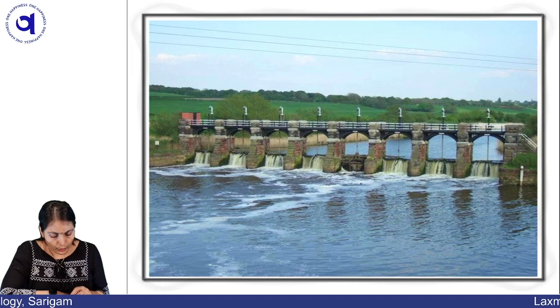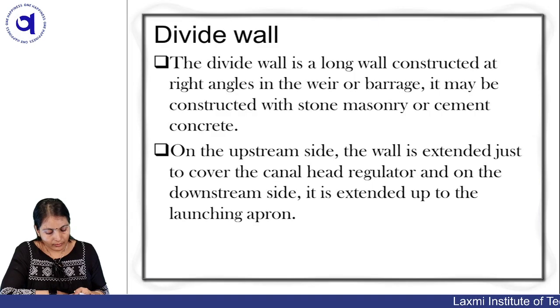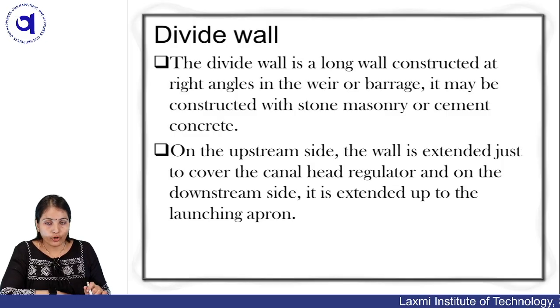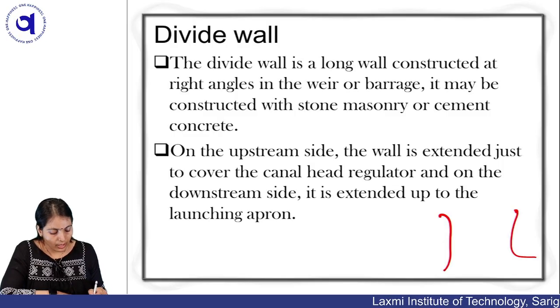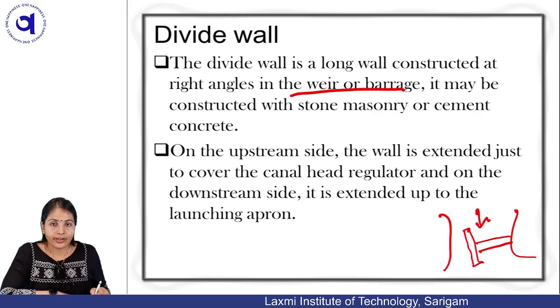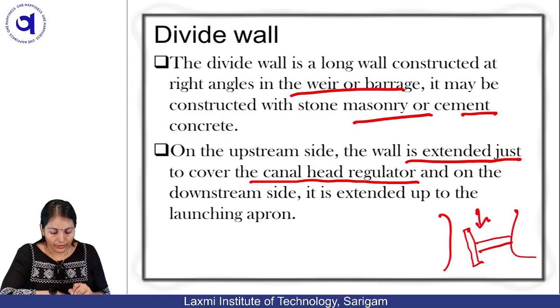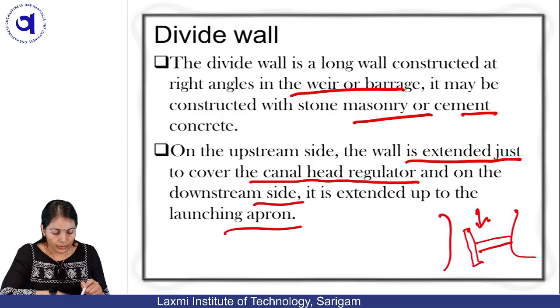You can see this portion, the canal head regulator portion. The divide wall is a long wall constructed at right angle to the weir or barrage, as we have discussed. Suppose this is the area and this is the flow of water; this is the weir constructed, and this portion is the divide wall, always at right angle to the weir or barrage. It may be constructed with stone masonry or cement concrete. On the upstream side, the wall is extended just to cover the canal head regulator, and on the downstream side it is extended up to the launching apron.